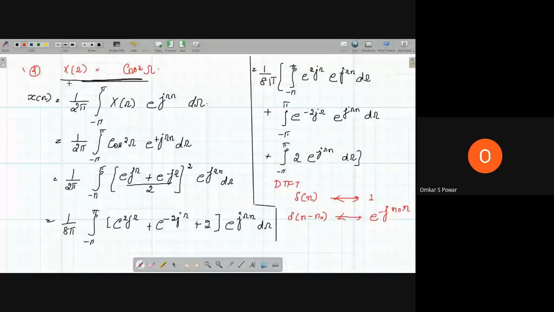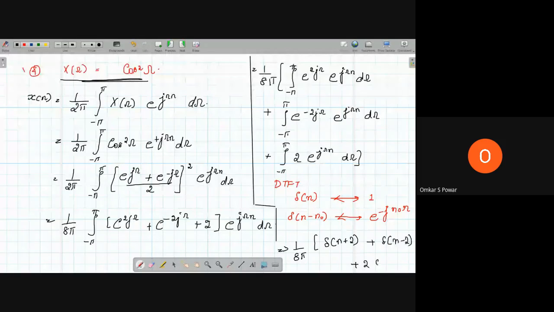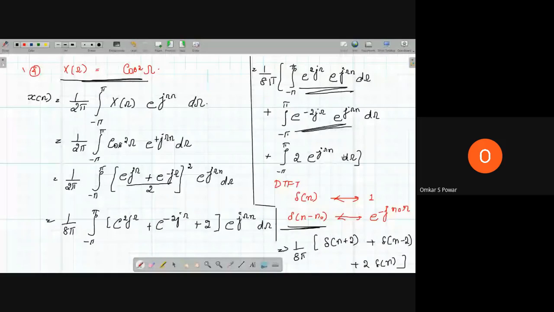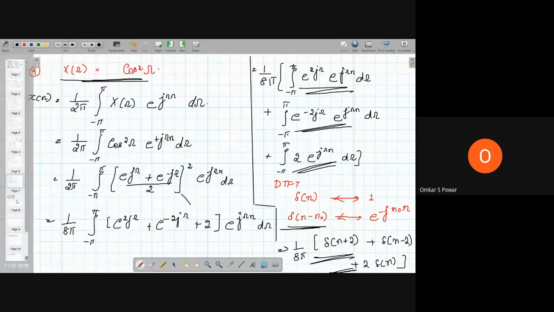So see what I'm writing here. I can write this as 1 by 8 pi times delta of n plus 2 plus delta of n minus 2 plus 2 into delta of n. Using this property I have applied it to this term, this one and this one, and I have got my time domain signal. So use the property and you'll get the answer easily. Make sure you understand the things and solve more problems.